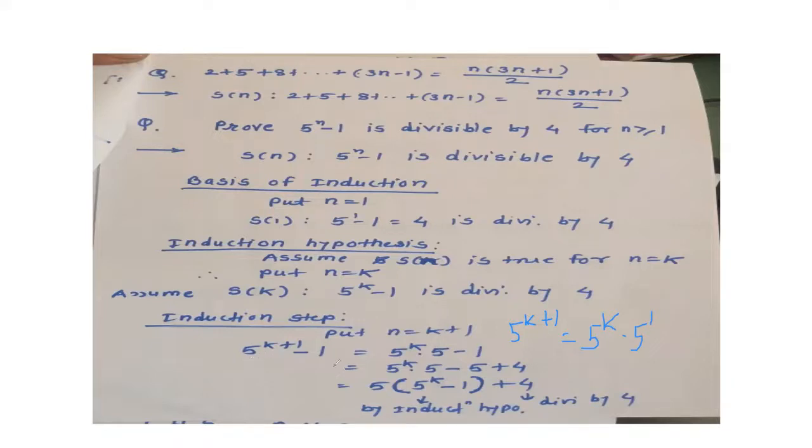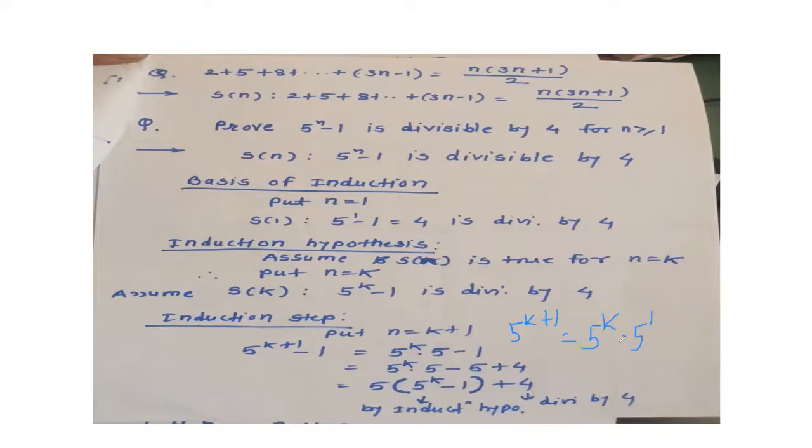So 5 raised to k plus 1 minus 1 is equal to 5 raised to k into 5 minus 1. We have to make some adjustment again. Minus 1 can be written as minus 5 plus 4, the meaning is the same. So 5 raised to k into 5 minus 5 plus 4. Here the 5 becomes common, so 5 into 5 raised to k minus 1, plus 4.